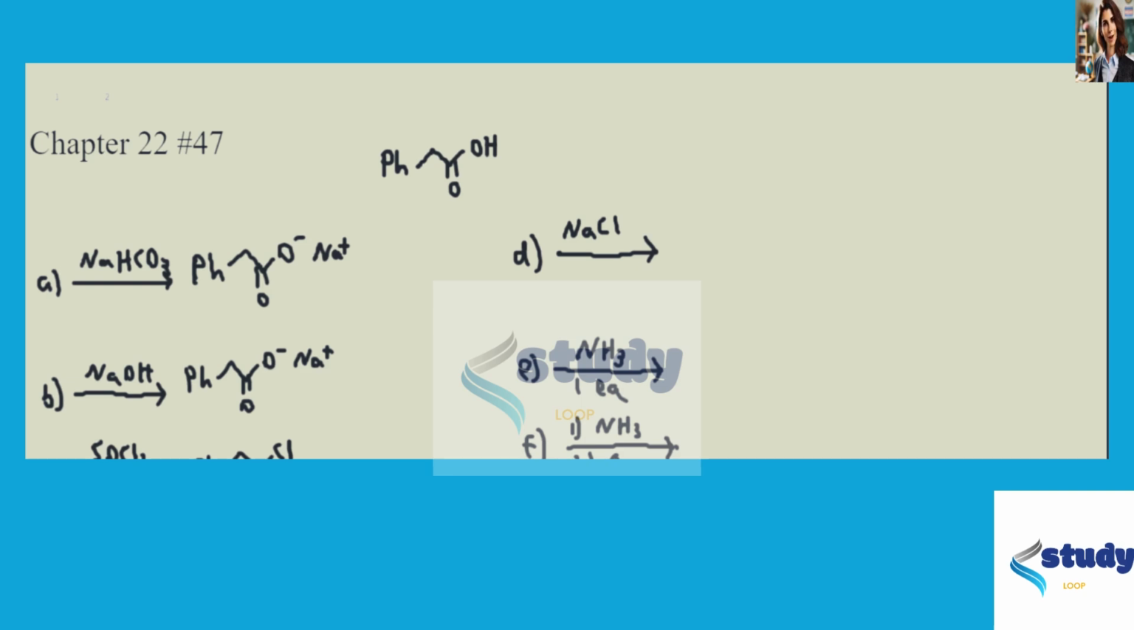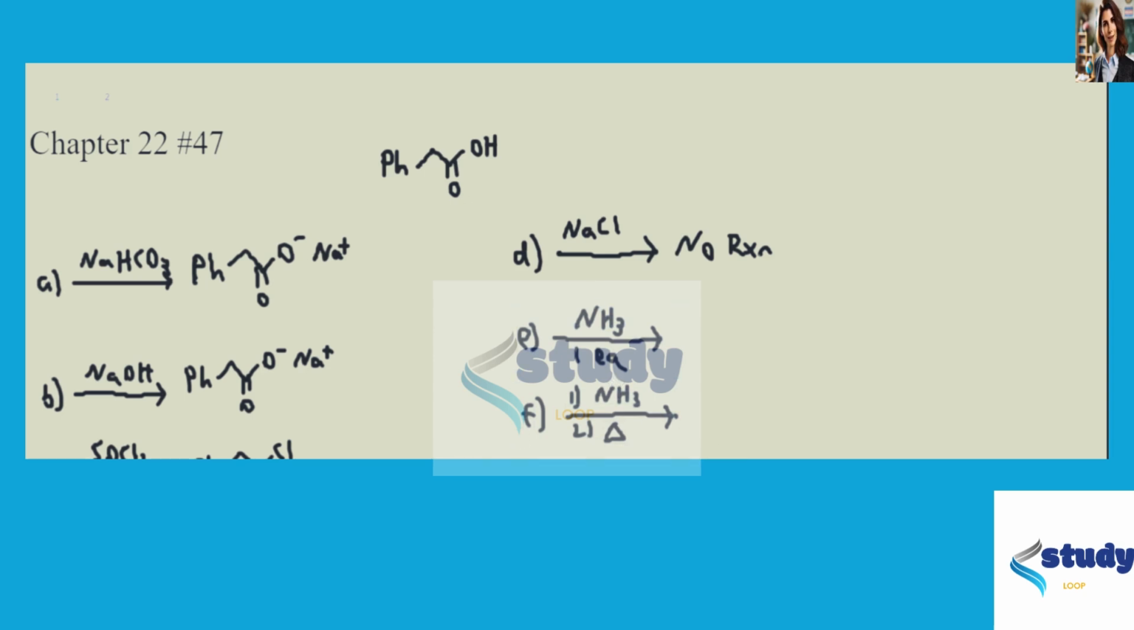D is just salt, table salt. There's going to be no reaction here. Okay, so then E, and actually, let me move these up a little bit. Okay, so in E, we're using one equivalent of ammonia, and so that is going to just act as a base. And so, again, we're going to get deprotonation and no further reaction. So deprotonation, and then we'll have the ammonium ion as the counter ion.